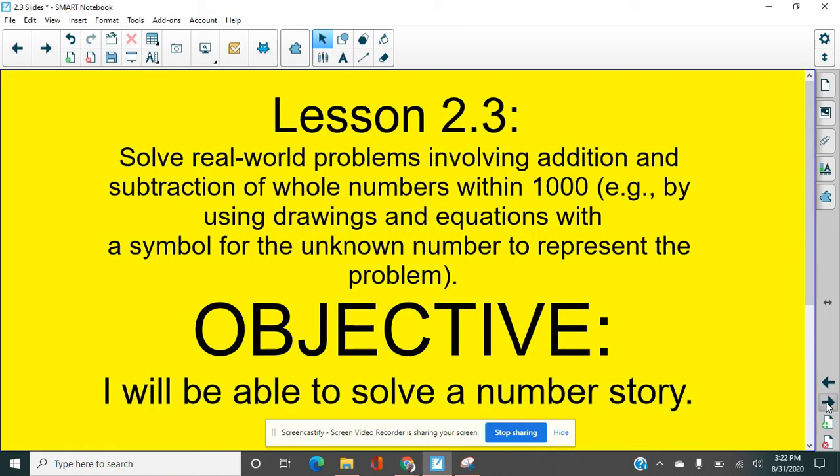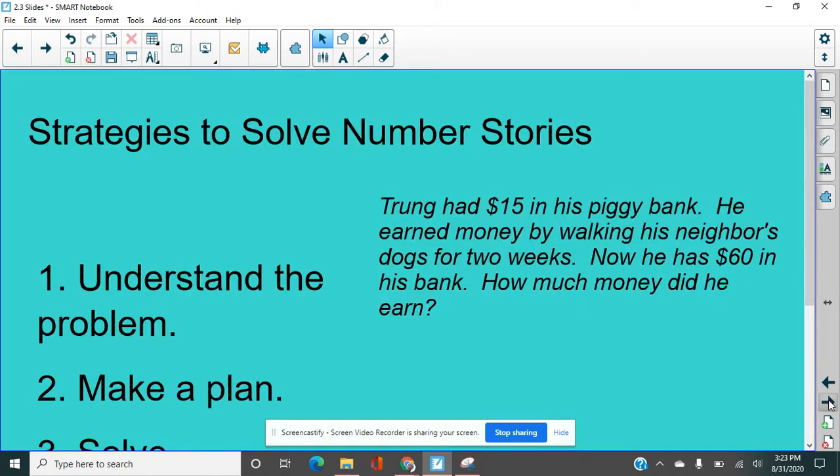Our goal here today, our objective, is to be able to solve number stories, right? There are not very many words in that objective, but it's a complex task. There are lots of things that we have to do as we're thinking through a word problem, a number story, and of course, our standard here mentions real world problems, which is what number stories are.